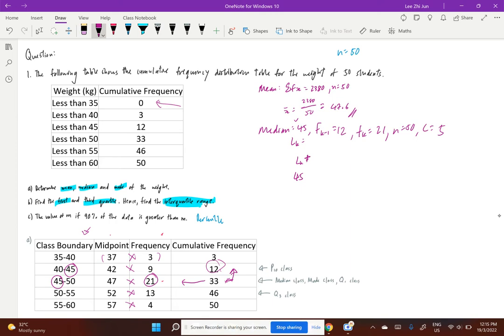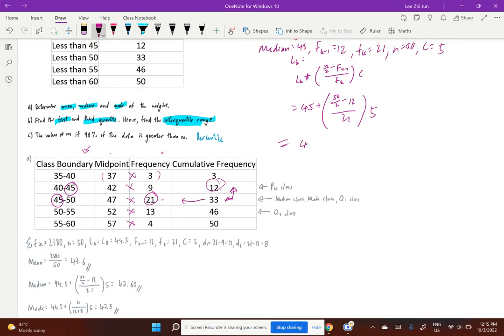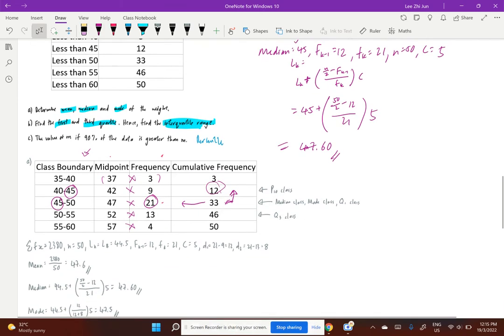Let me rewrite. 45 plus, n is 50, 50 over 2, this 12, this is 21, the c is 5. So just calculate it and I will get 47.6 or so. So for the third is the mode.